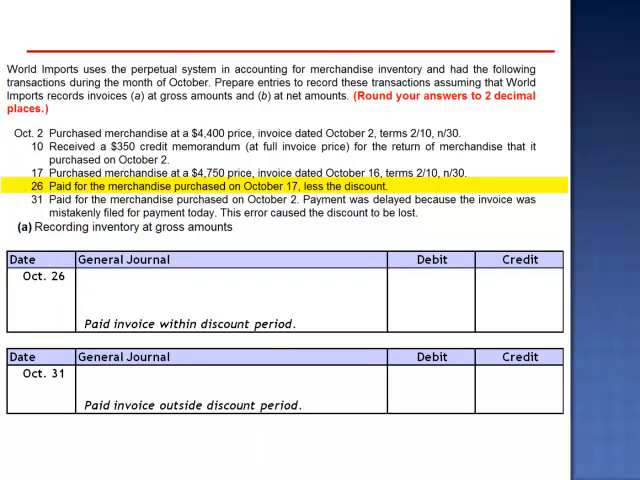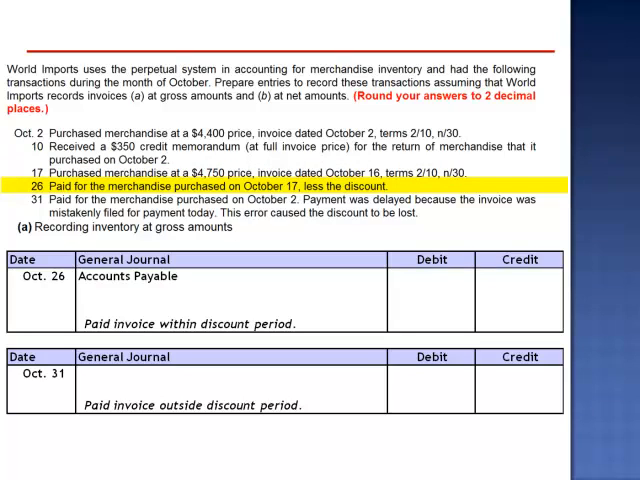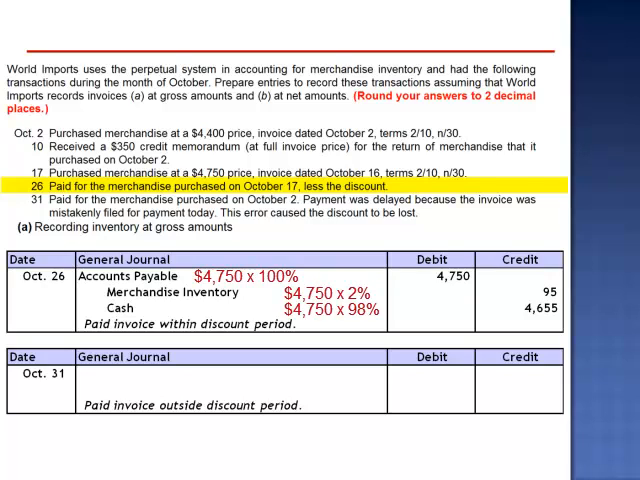Returning to the October 17th transaction, it's a $4,750 invoice with a 2% discount available if we pay within 10 days, which we do. We debit accounts payable for the amount originally recorded, which was the entire $4,750, the gross amount. Credit cash for 98% of $4,750, $4,655. And credit merchandise inventory for 2% of $4,750, $95.